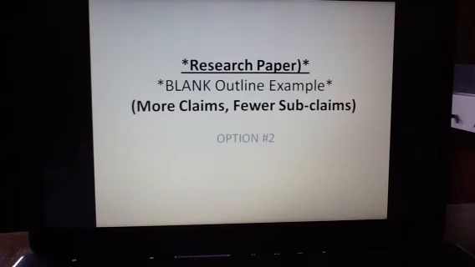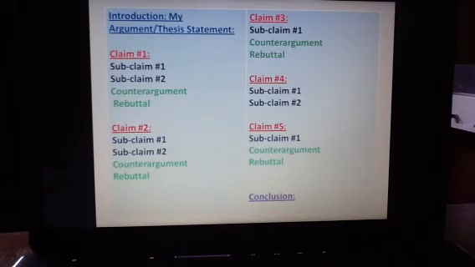Now, you might think, oh my gosh, I don't have that many subclaims. I'm in disaster zone. This is not going to work out for me. You may want to look at it this way, if that's kind of what you're thinking. This is more claims, fewer subclaims. And this might appeal to you more. Again, these are options. I'm speaking in generalities. So again, you've got to make it specific to your particular topic.